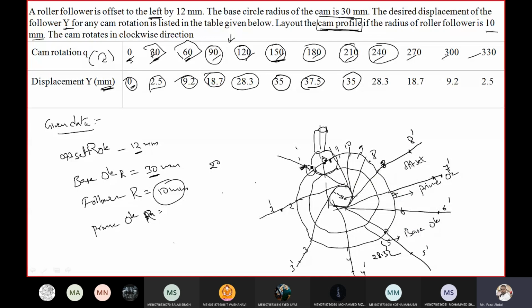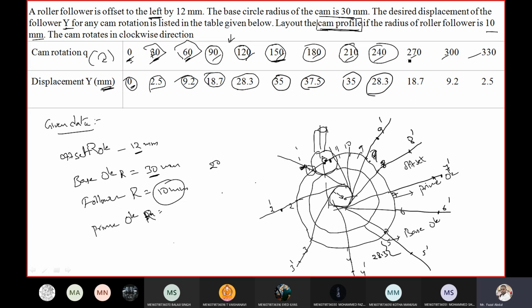A dash. Now take the 240 degree line. So this is a 240 degree line. Shift this ninth point here on the prime circle. Measure 28.3 and place it here as a 9 dash.